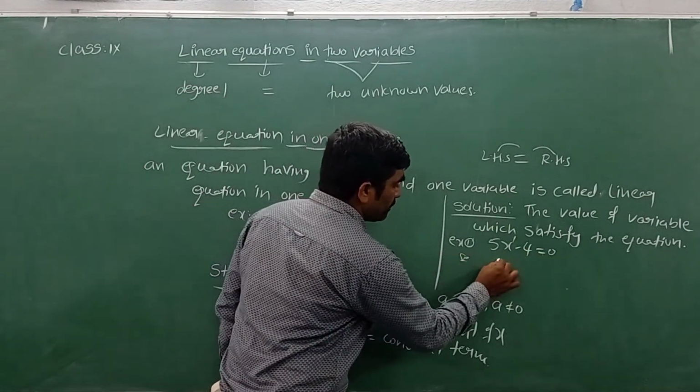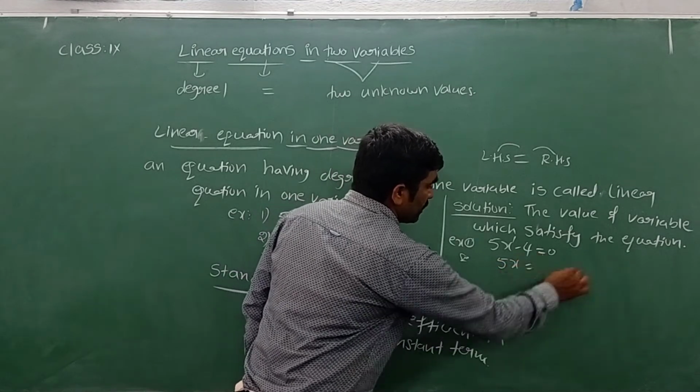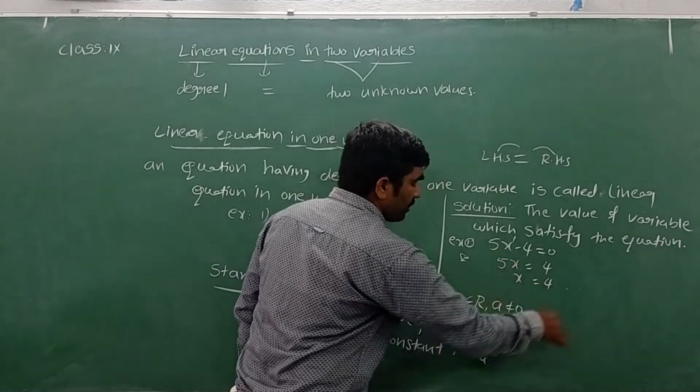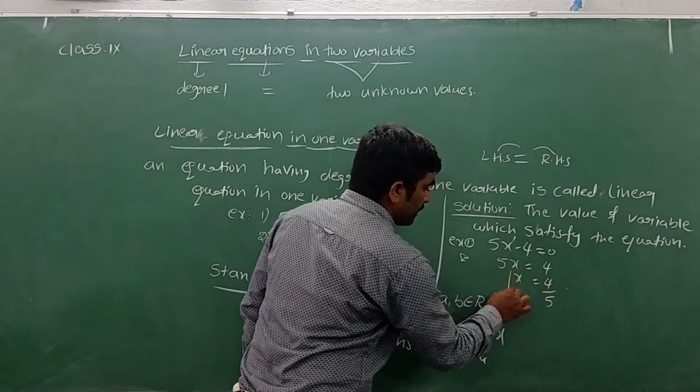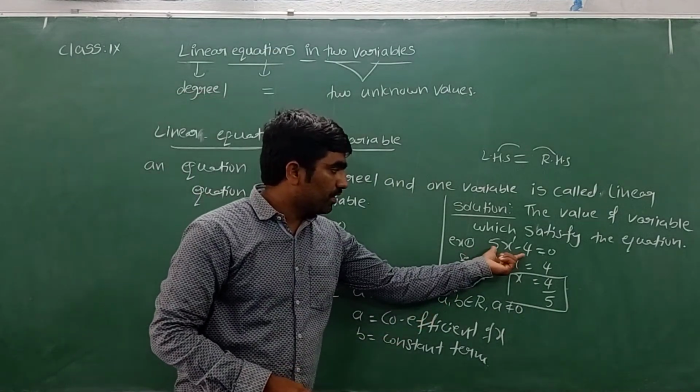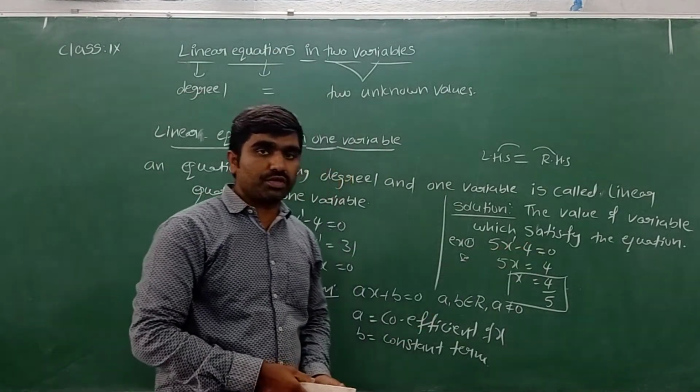How can I find it? 5x is equal to minus 4, by transposing plus 4. x is equal to how much? The 5 is transposed, so we get x equal to 4 by 5. Yes, x equal to 4 by 5 is called the solution of 5x minus 4 is equal to 0.